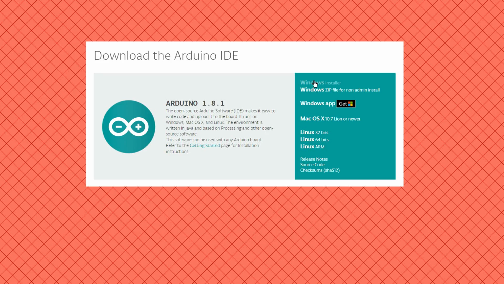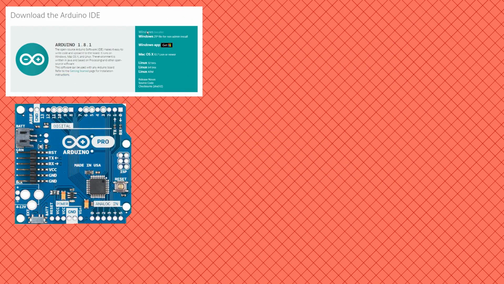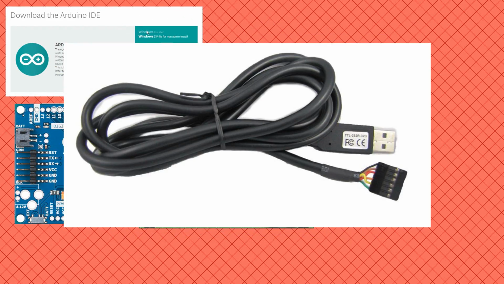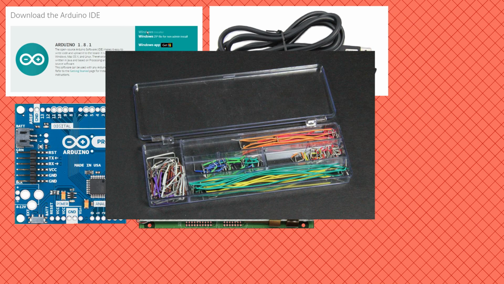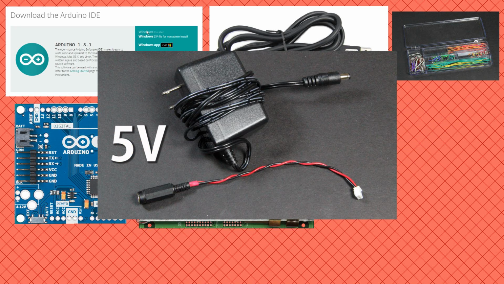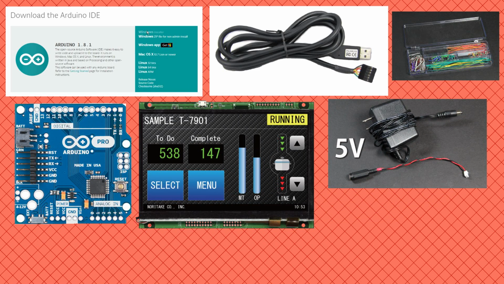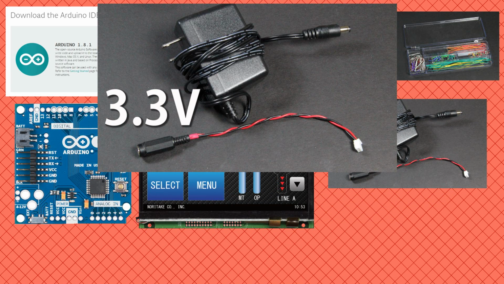Now for this tutorial, we will need the current Arduino IDE, an Arduino Pro, a GU-TFT from Noritake, this FTDI cable to program the Arduino Pro, a wiring kit to wire up the Arduino Pro to the GU-TFT, a 5-volt external power source for the GU-TFT, as well as a 3.3 volt external power source for the Arduino Pro. So once you verify that you have all the required materials for this tutorial, you're ready to connect your Arduino Pro to your TFT.